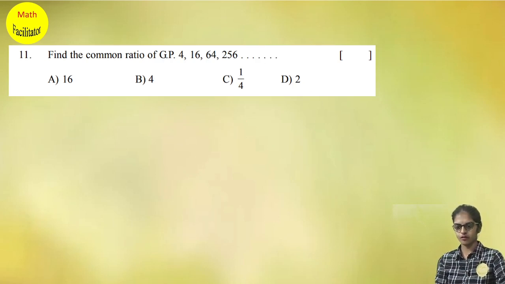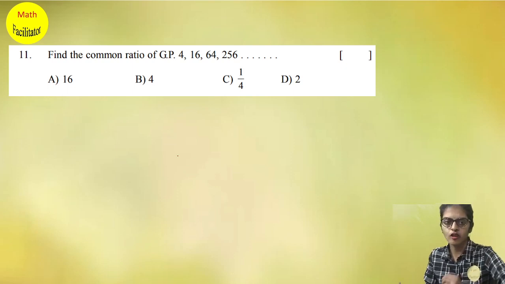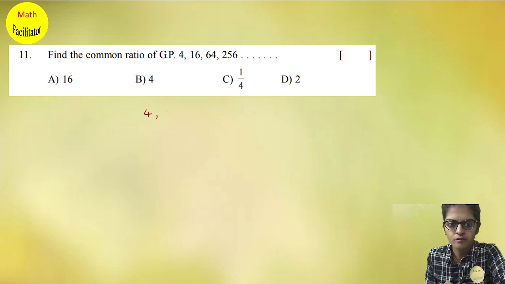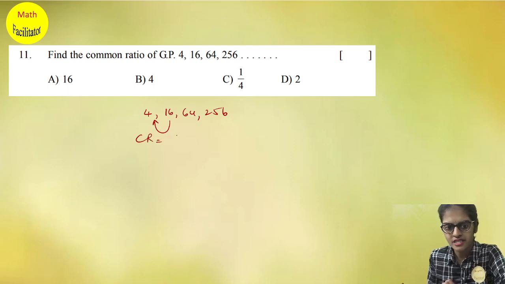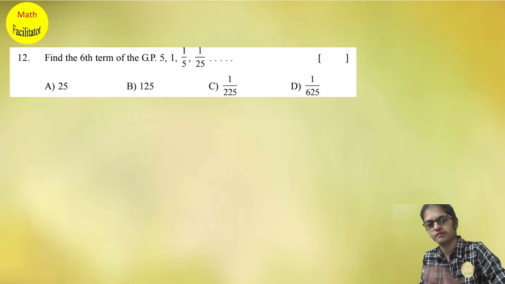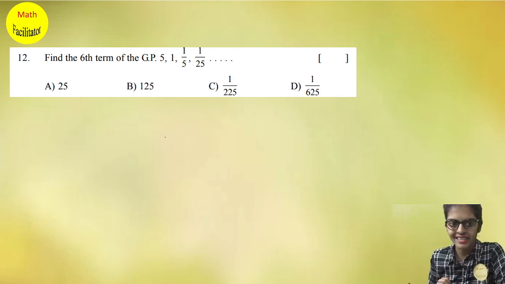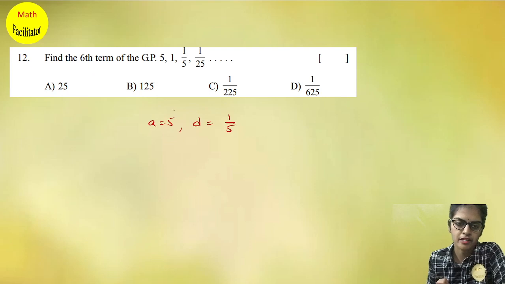Find the common ratio of the terms of the GP. How will I get the common ratio? Simply second divided by first. Common ratio is second divided by first. See the next question. Find the sixth term. The first term is 5 from the GP. The common ratio is 1 by 5, second by first.